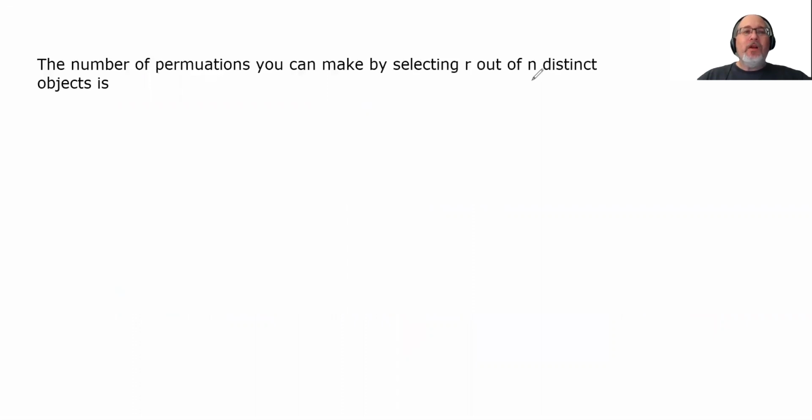Formula time. The number of permutations you can make by selecting r out of n distinct objects. I did not choose these letters, these variables. They are pretty standard for this type of problem.